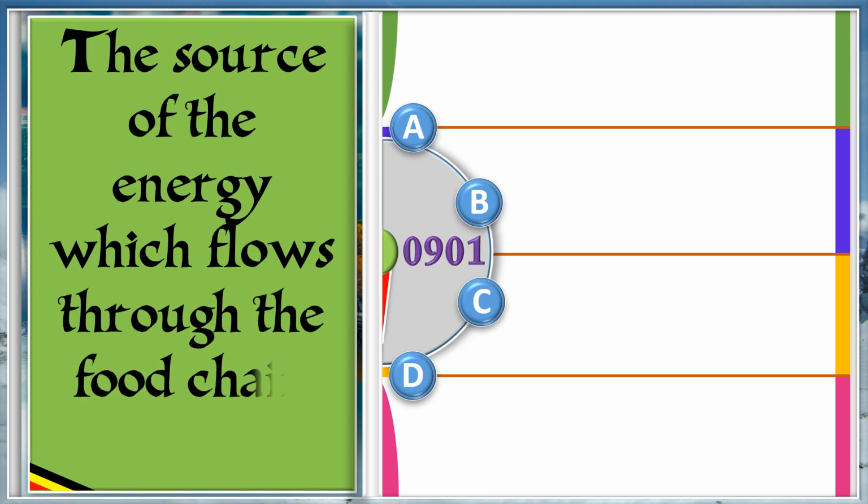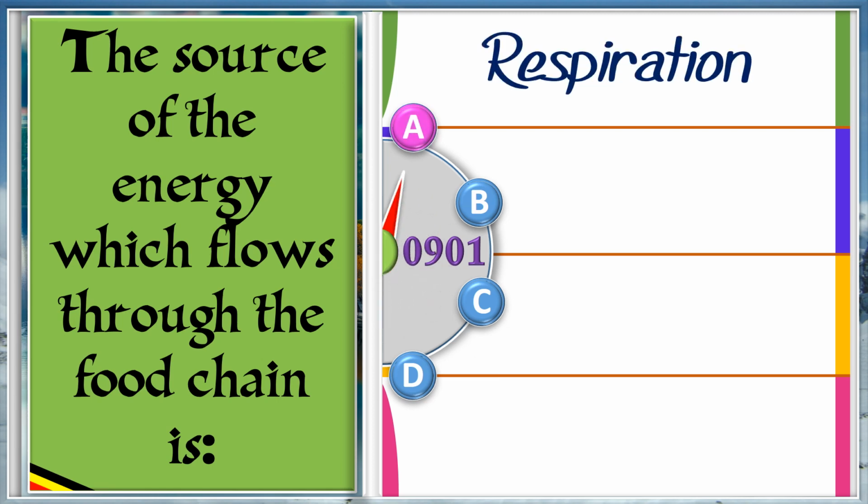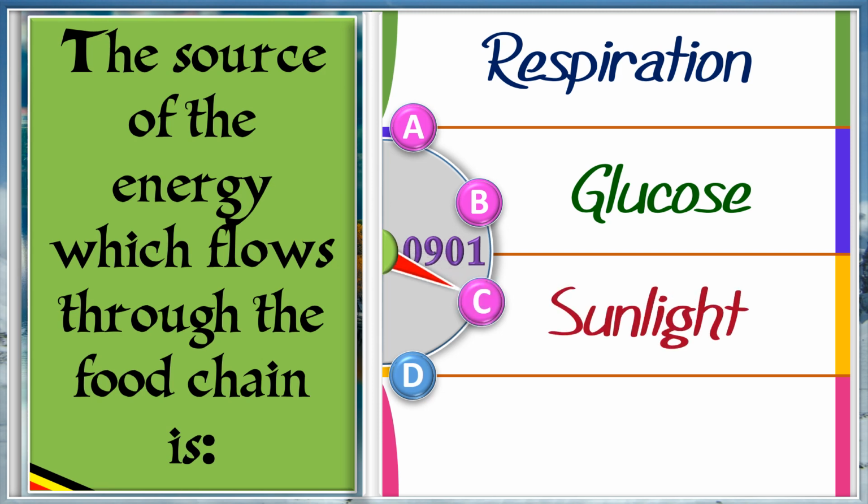The source of energy which flows through the food chain is A. Respiration, B. Glucose, C. Sunlight, D. Oxygen. And the answer is C. Sunlight.